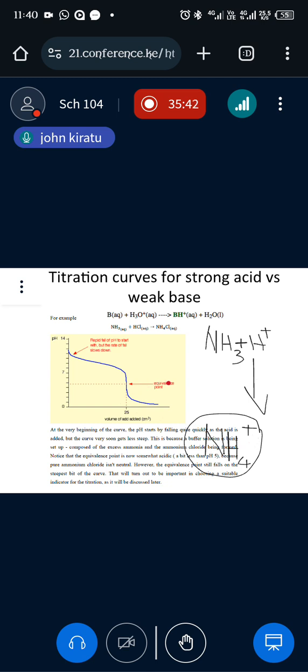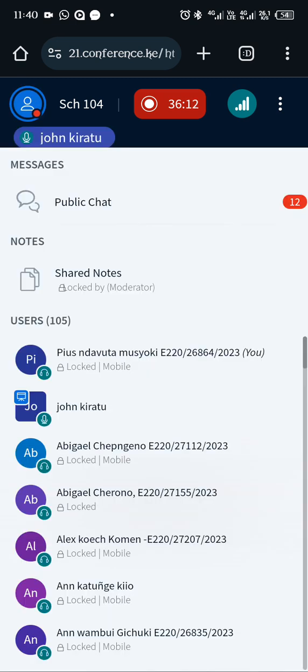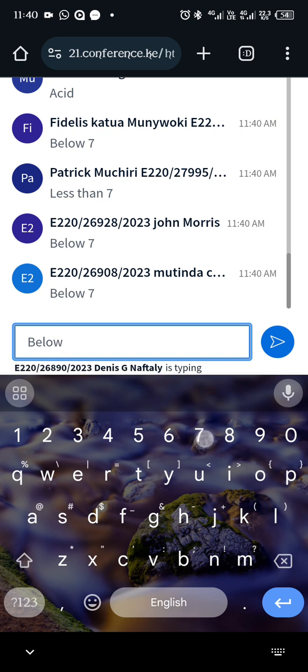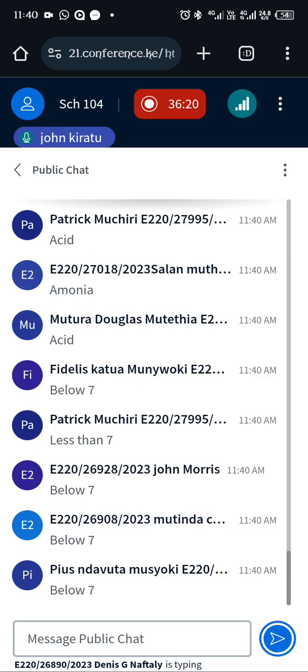So where do you expect the equivalence point to be? We have said that for a strong base and strong acid, the end solution is neutral, and the pH at the equivalence point is 7. Now we have this reaction, but we are getting an acidic solution. So where do you expect it to be, below 7 or above 7? Good, Patrick has said below 7. For sure, it's below 7, right? Because the end solution is acidic.